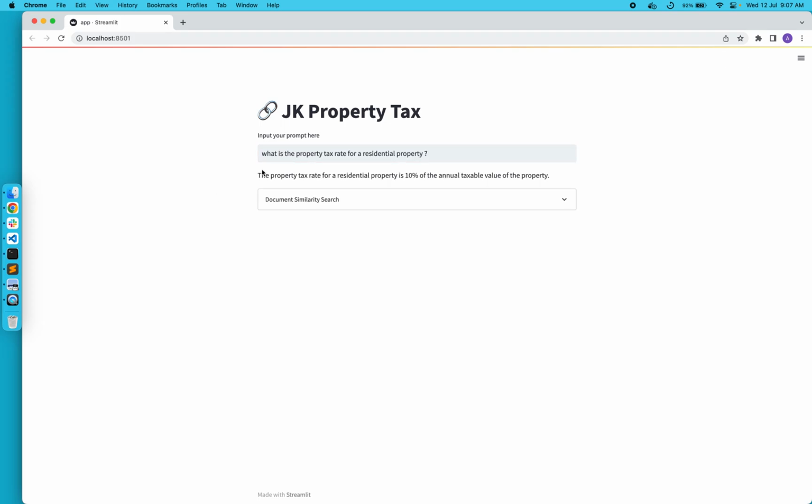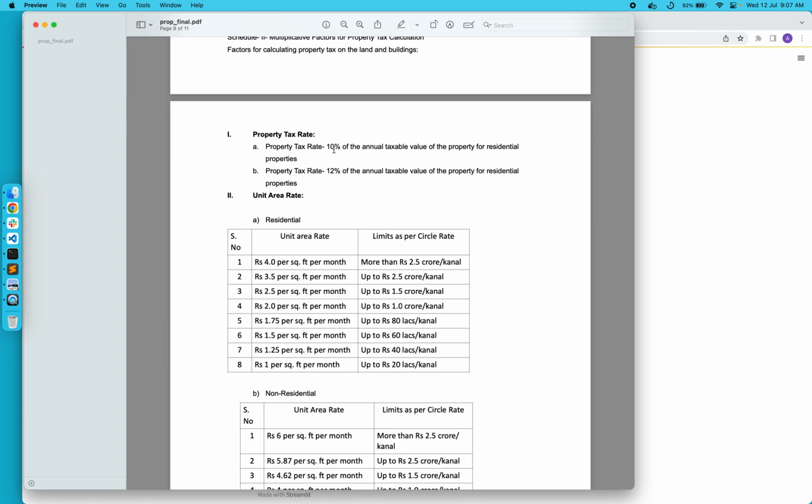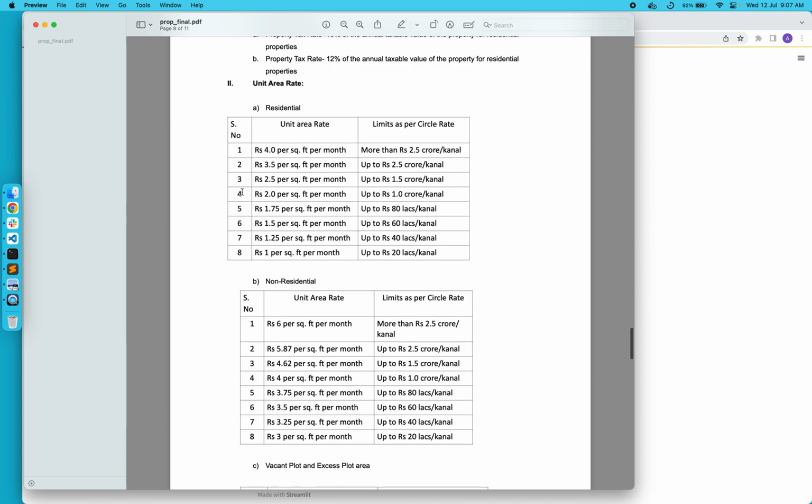So it says 10%. So 10% is mentioned here. The same line is mentioned with 12% also here, which I think it ignored, which is fine. I guess I am also confused with these two lines. But let's go to this table, and this will be a little bit more interesting, I think, if it gives the correct answers from the table.